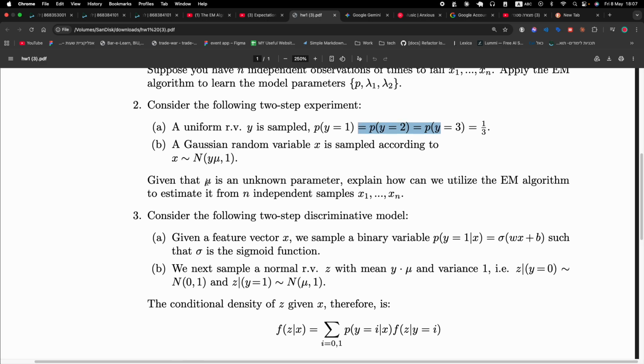Now, given that mu is an unknown parameter, explain how we can utilize the EM algorithm to estimate it from n independent samples. So the first thing we can note, for people who are quick with statistics, is that if we just take the expectation of all these values, we get on average twice the mu. Why is that? Okay, we can show the calculation.